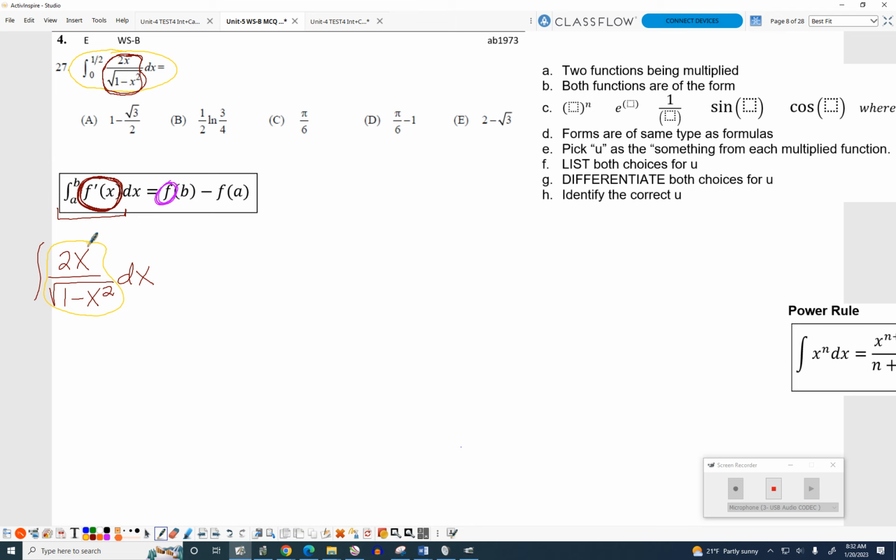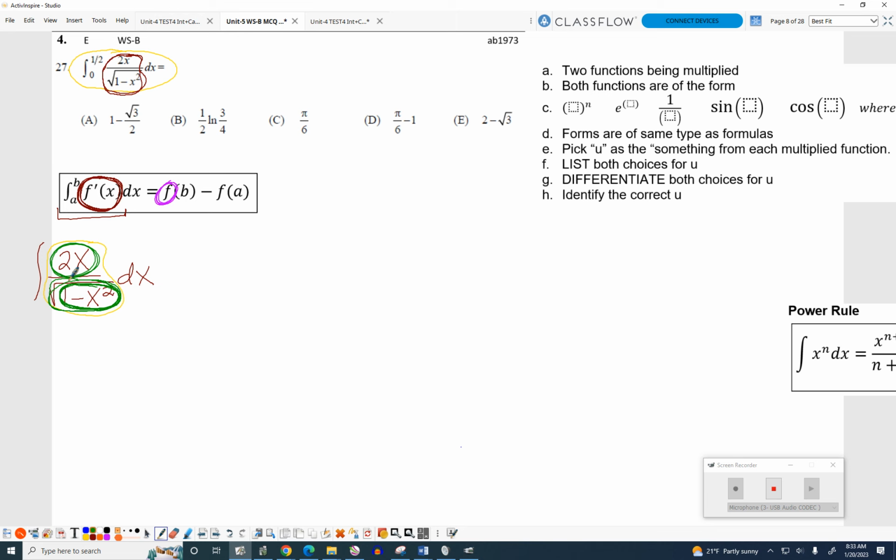And just a trick I've learned from experience. When I have a root in the bottom, I don't always change that, but what I'm noticing is, Tara, what's the derivative of 1 minus x squared? Negative 2x. Hey, that's pretty good news, because there's 2x. Oh. That's what I'm looking for.